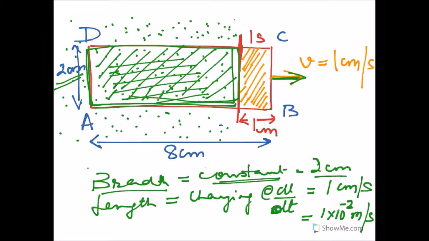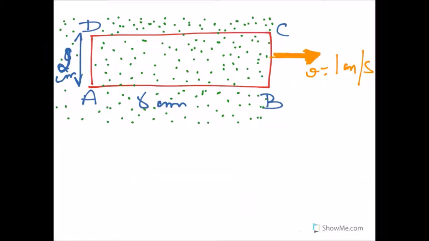You can see that the breadth does not change, but the length of the area enclosing the flux changes at the rate of dl/dt, that is 1 centimeter per second, which is also 1 into 10 to the power minus 2 meter per second. So dl/dt is changing at the rate of, it's the rate of change of length is equal to the velocity.